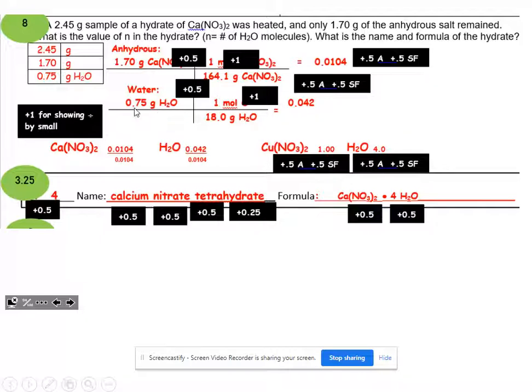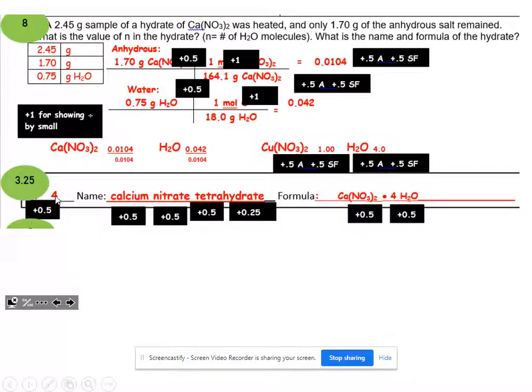When I find the mole of water, 0.75 divided by 18.0. Because this 0.75 has 2 sig figs, I can only have 2 here, 0.042. So half point for the answer, half point for sig figs. 1 point for showing dividing by small. And then my answer here is half point for answer 1, right? Half point for having 3 sig figs. For H2O, half point for being close to 4, and then half point for 2 sig figs.